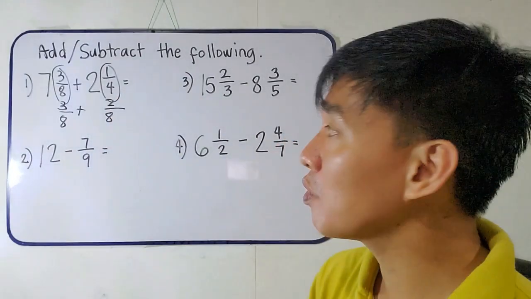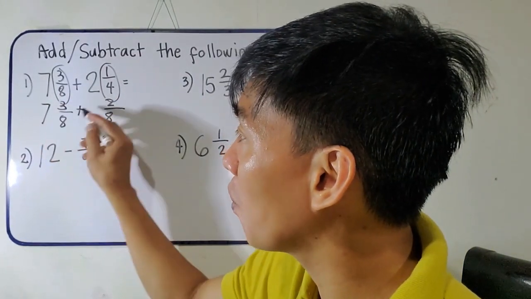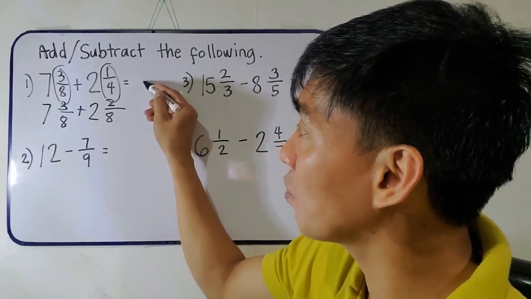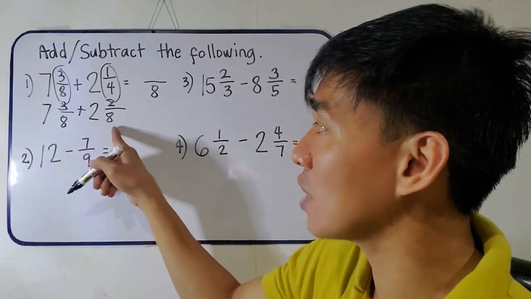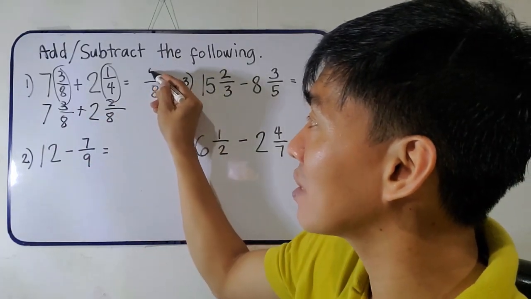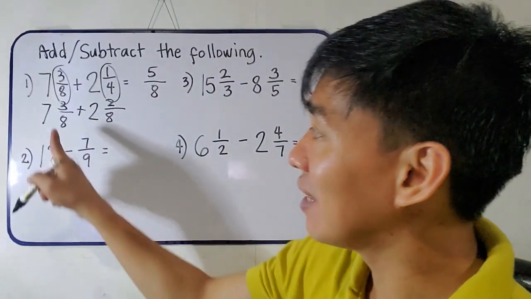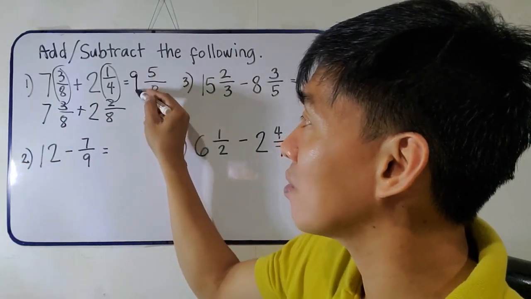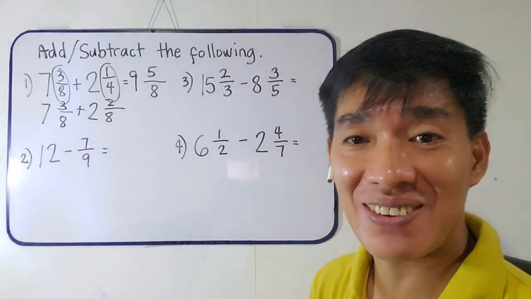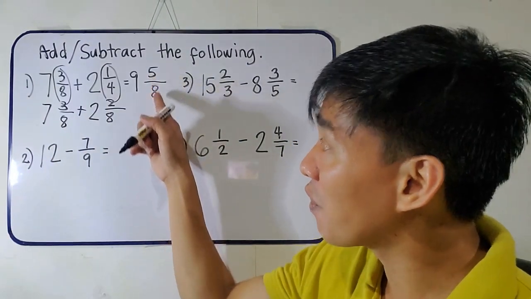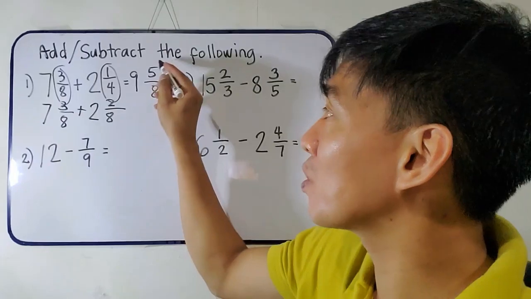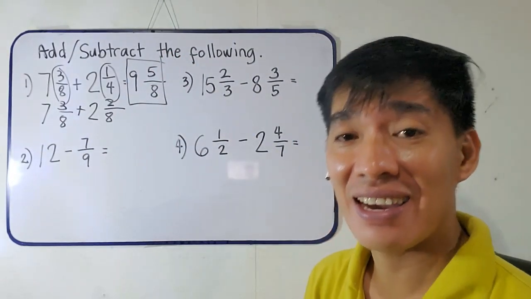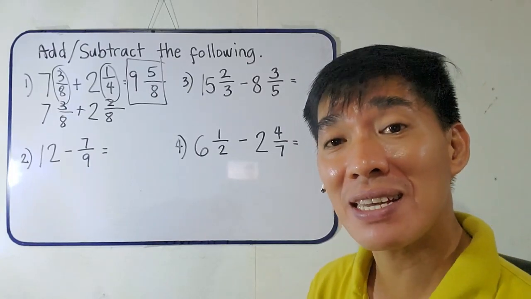Then of course, you will just copy the whole numbers. Because they already have the same denominators, all we have to do is copy the common denominator, which is 8, and add the numerators, which gives 5. Then after that, you also add the whole numbers. So 7 plus 2 is equal to 9. So our fraction is already in the simplest form. This is our final answer. Okay, that's how we add fractions or mixed numbers.